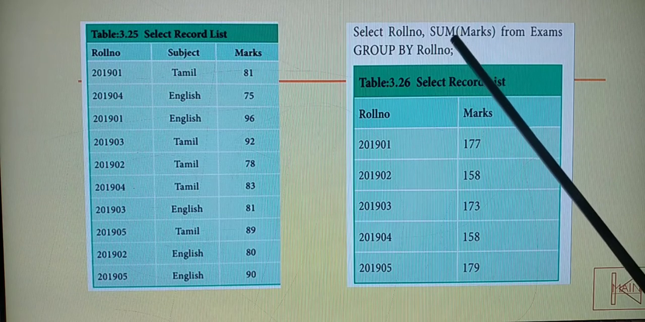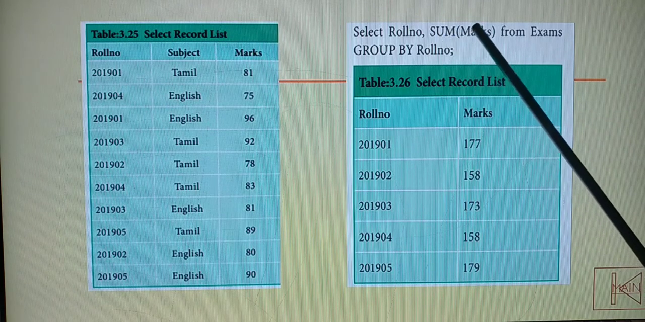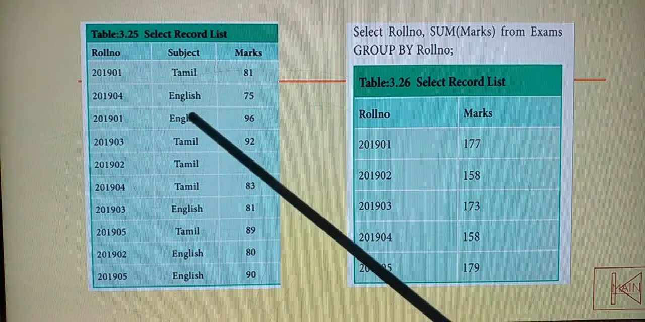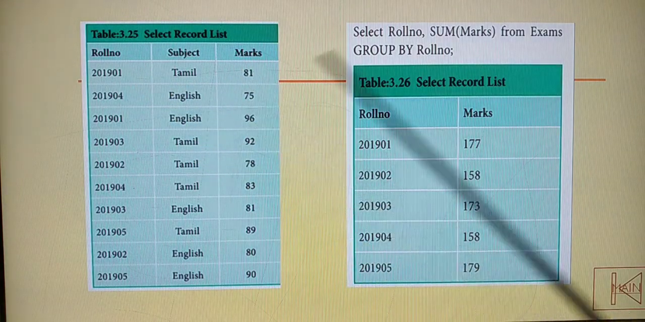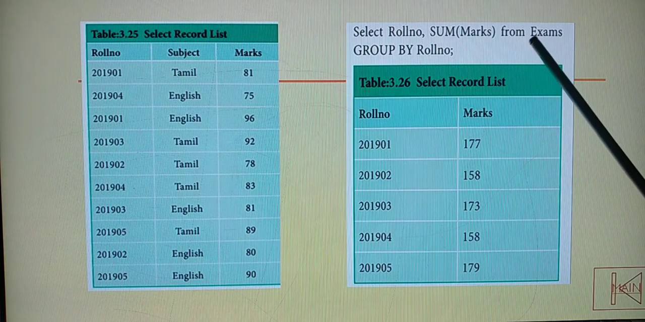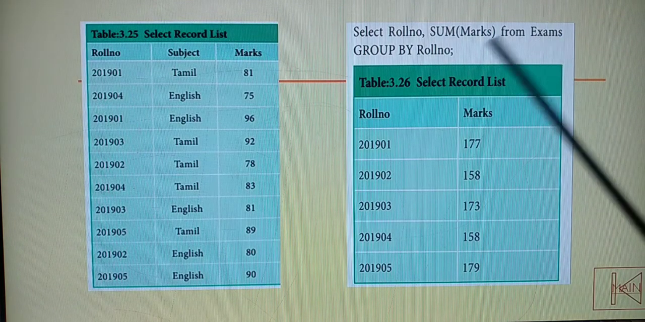You are going to add all the marks. Okay, so for 901, here you are having Tamil and English. These two marks will be added from exams. Exams is nothing but your table name.